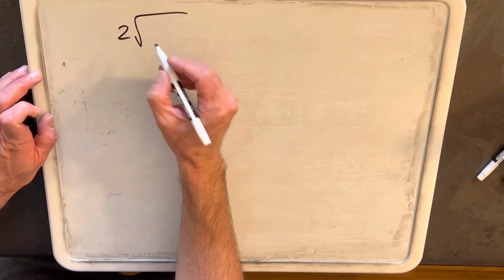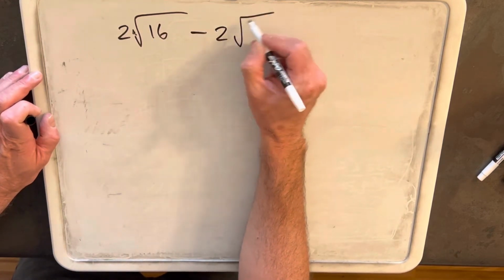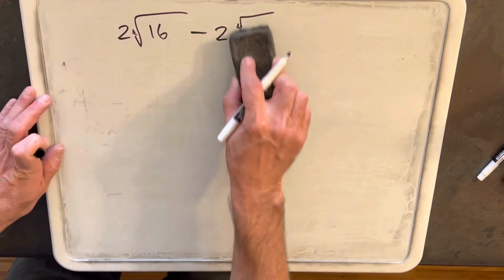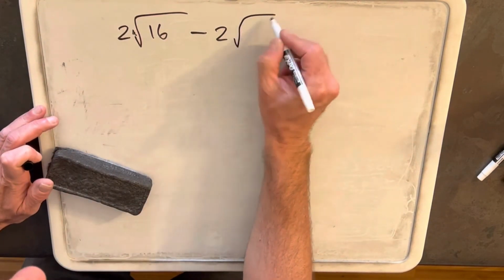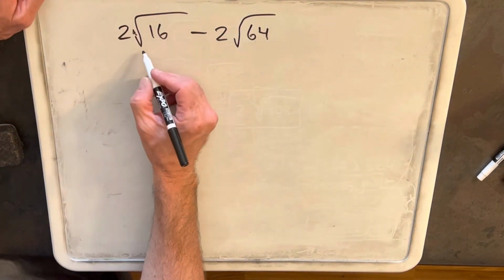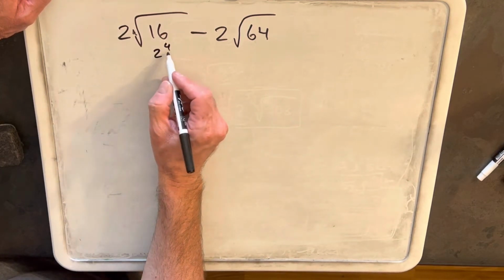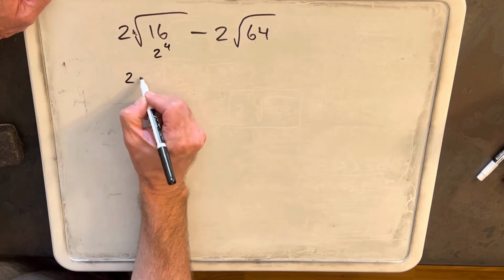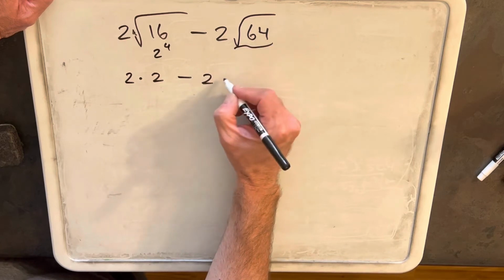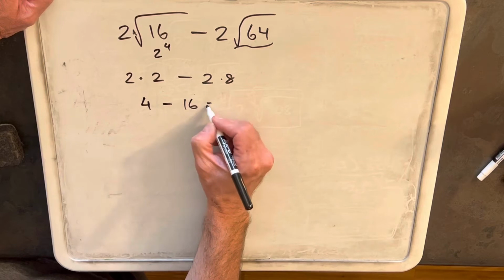So we get 2 times the 4th root of 16 minus 2 times the 4th root. Oh, that's just a square root. Gotta be careful. This is the square root of 64. There's a lot of 64s in these. Okay, so 16 is just 2 to the 4th. So the 4th root of 2 to the 4th is just 2. So we're gonna have 2 times 2 minus 2 times the square root of 64, which is just 8. And so this is gonna be 4 minus 16, which is minus 12.